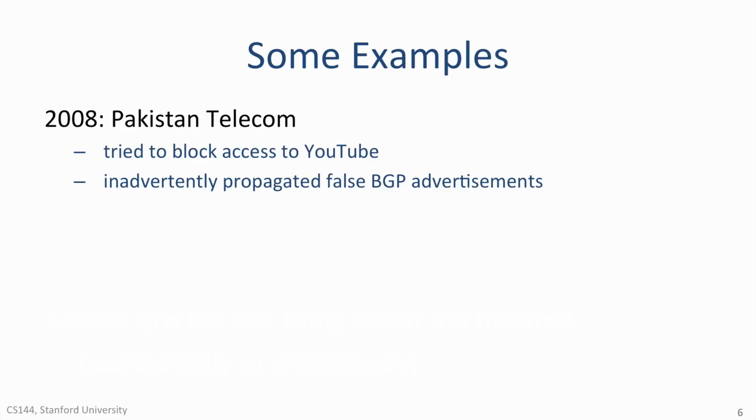Perhaps the most celebrated case happened in 2008 when Pakistan Telecom tried to block access to YouTube inside Pakistan. Instead of making local changes, the ISP inadvertently propagated false BGP advertisements throughout the internet. In fact, many thousands of routing entries were injected into the internet routing system in just a few minutes. Almost the entire internet melted down, with YouTube being effectively incapacitated for several hours.